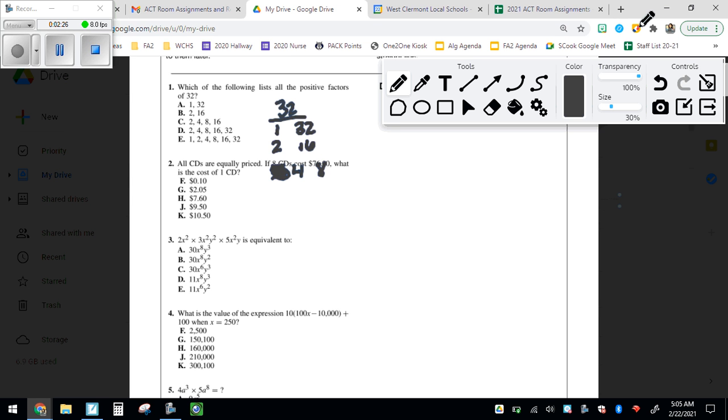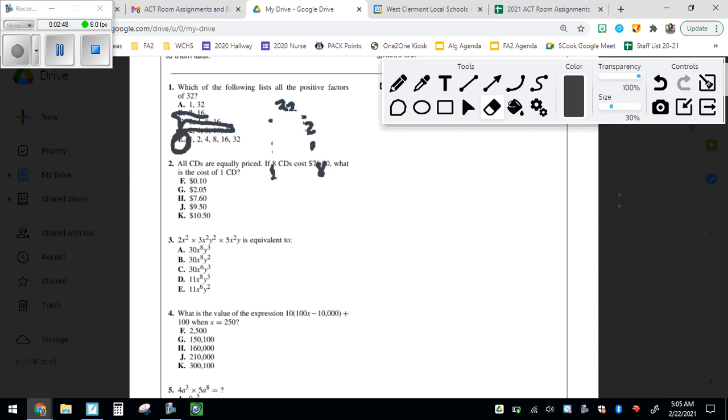All right, so they didn't write it out in 2 columns like we did, but I know that it needs to start with 1, which means it can't be B, C, or D. And I know that it's more than just 1 and 32, so it must be E. So there's another good test taking strategy. If you know that you can get rid of answers, do that.